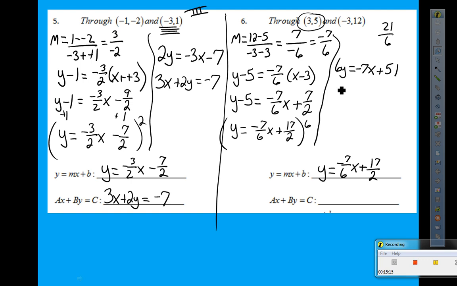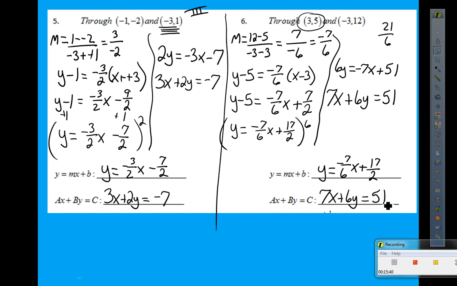Let's get it in standard form. Move the x over, so I got 7x plus 6y equal 51. Make sure it's in standard form. No fractions, no decimals. X then y. The a value is positive, so yep. So I got 7x plus 6y equal 51.